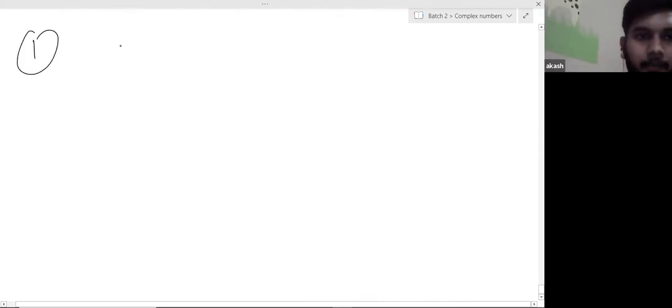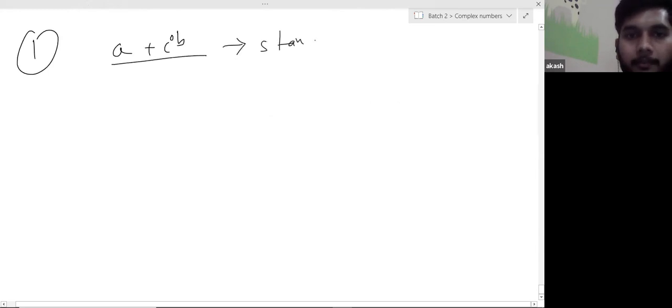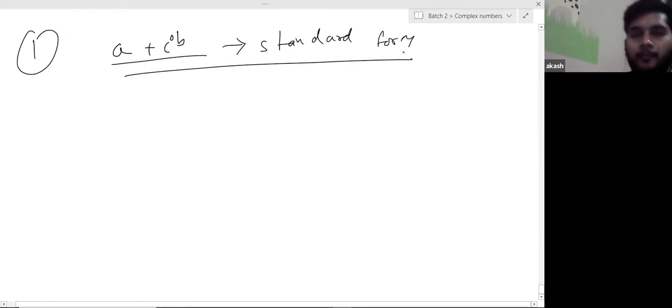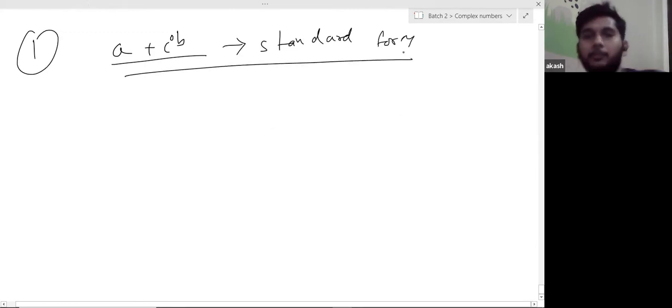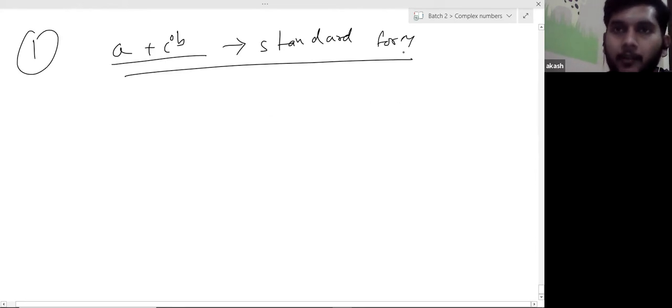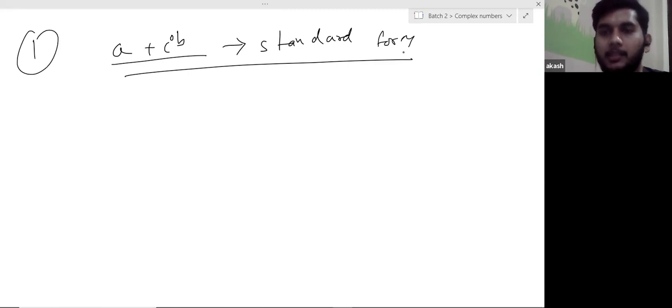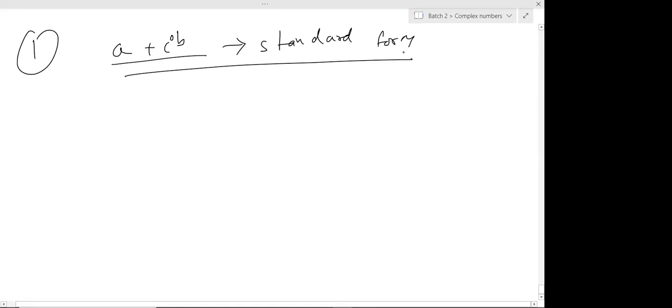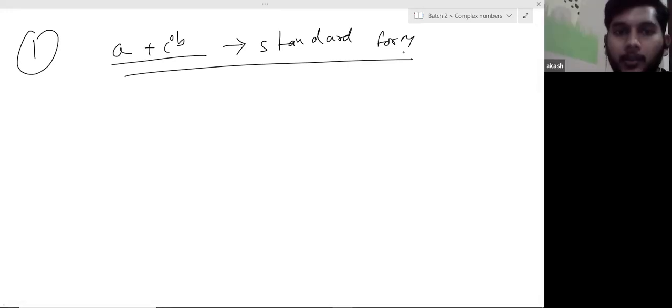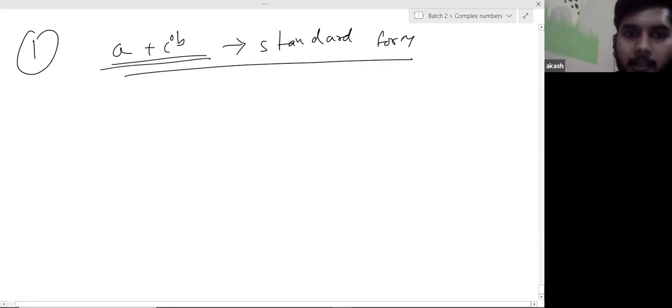See, this a plus ib is called the standard form. All right, standard form of a complex number a plus ib. Whenever they give you a question, always try to find this form, something plus i times something. Never attempt any questions without doing this, no matter what the question says. All right, always try to find this a plus ib form.